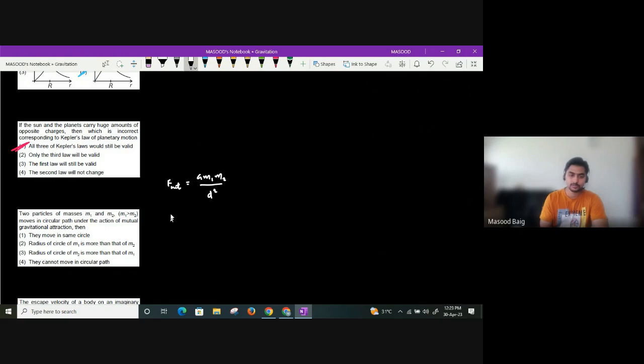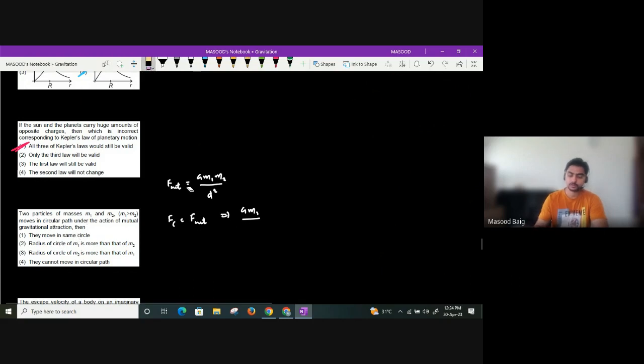So what will be the centripetal force here, beta? Centripetal force will be provided by the net force. So what can I write if I say first mass? So G m1 divided by, see, here their centripetal accelerations will be different, guys. Okay, so two particles of masses m1 and m2 move in circular path under the action of mutual gravitational attraction.